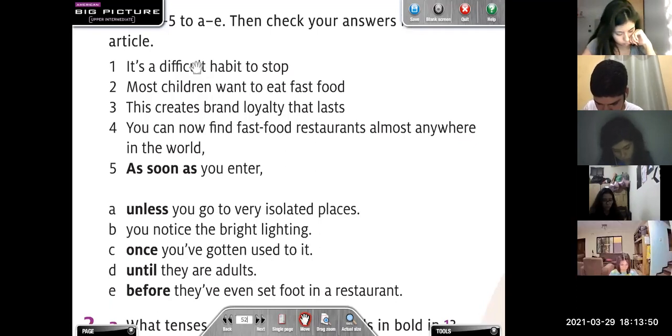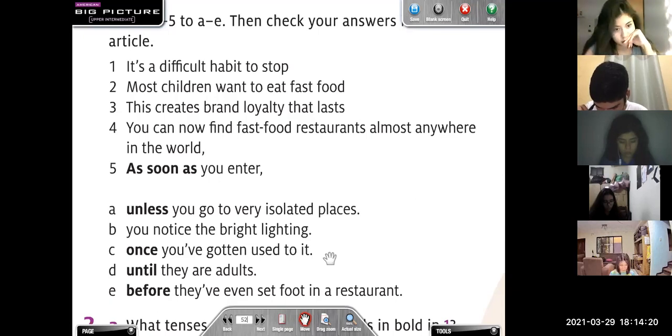I think. Which one? Until they are adults. Until, I think, they are. Once you have gotten used to. Yes. Once you have gotten used to it, right? Es un hábito difícil de cortar una vez que te has acostumbrado a eso. Okay? Very good. Number 2.